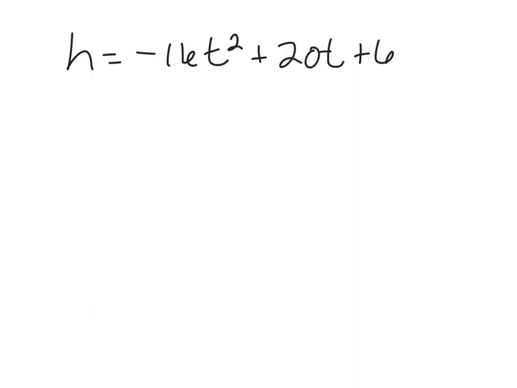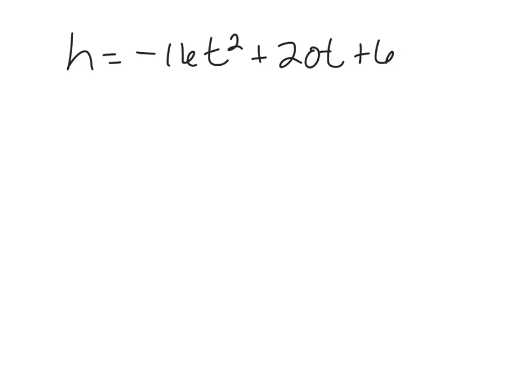Okay, so I added a new page because I was out of room. So h equals negative 16t squared plus 20t plus 6, and we just figured out that to answer the question, we need to solve this equation. And I think we can factor this, which would make me really happy right now.